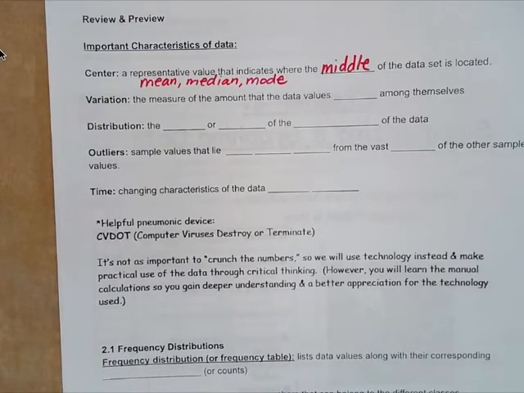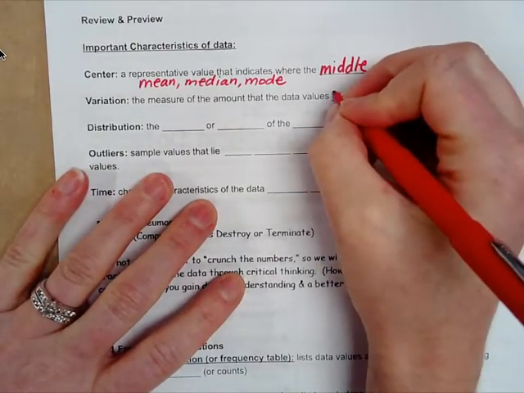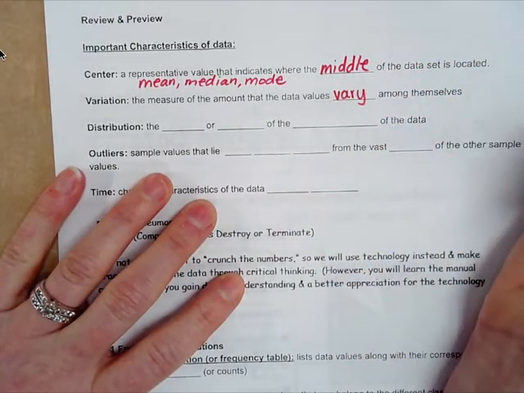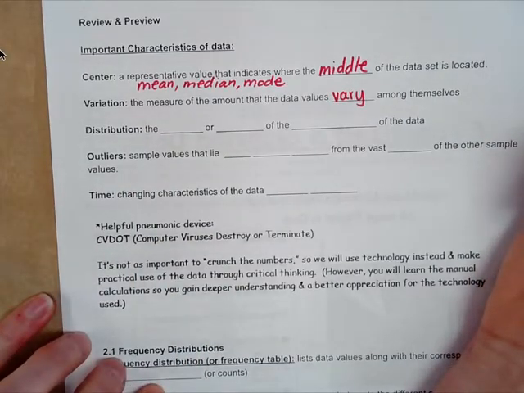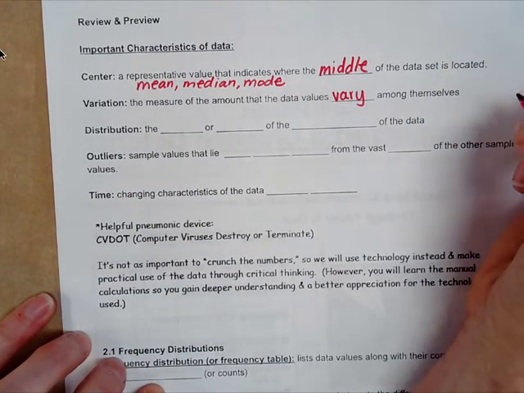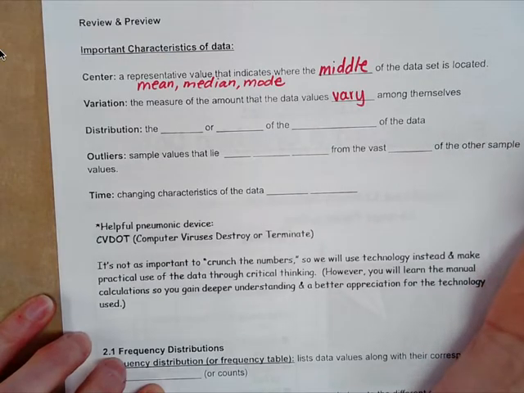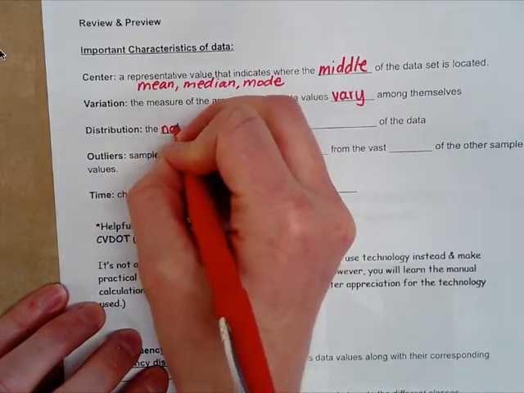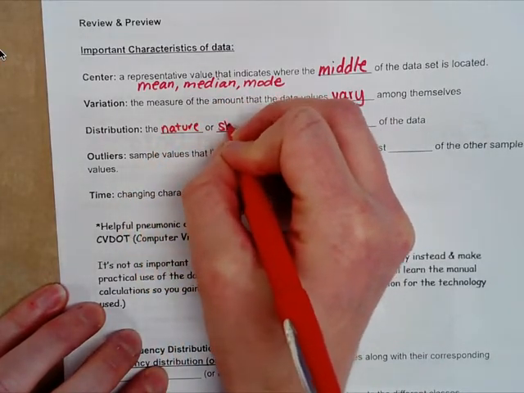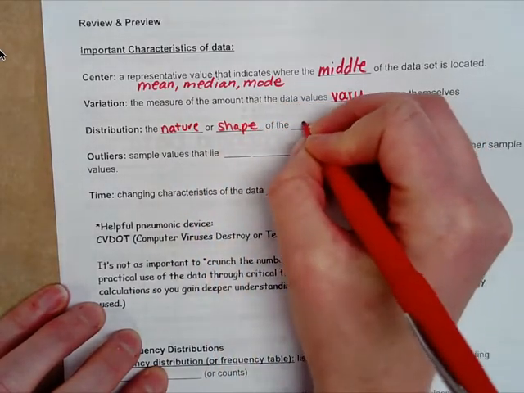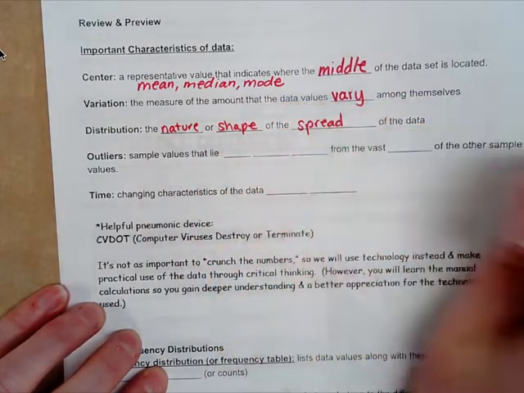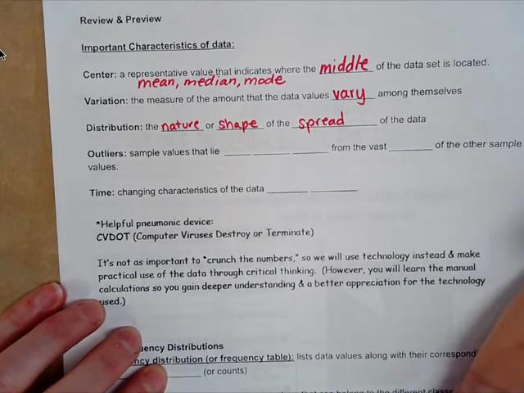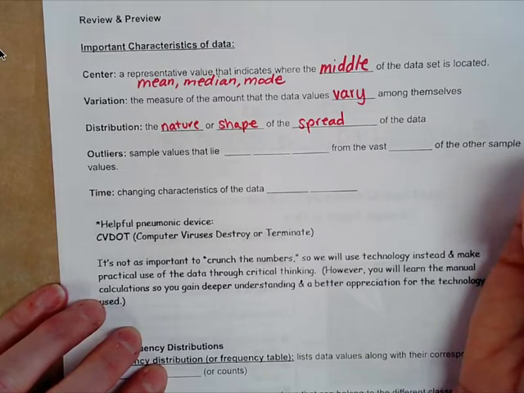Variation is a new word. It measures the amount that the data is varying among itself. The measure of the amount that the data values vary among themselves. So how far apart are they? How close together are they? That's your variation. Distribution is the nature or shape of the spread of the data. We're going to look at the distribution. How is the data spread apart, really close together? What does the shape look like?